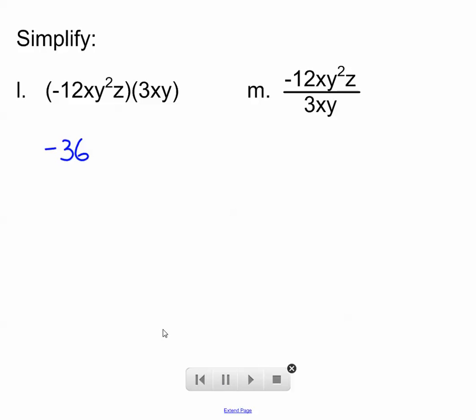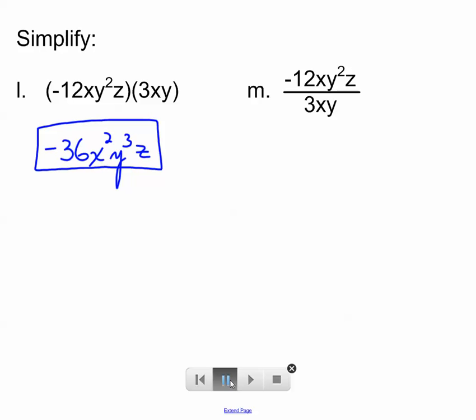First of all, negative 12 times 3 is negative 36. X times x, when you're multiplying numbers with the same base, you add their exponents, so 1 plus 1 is 2. X times x is x squared. Y squared times y is y to the third, and then we also have that z there too. So negative 12xy squared z times 3xy is negative 36x squared y cubed z.